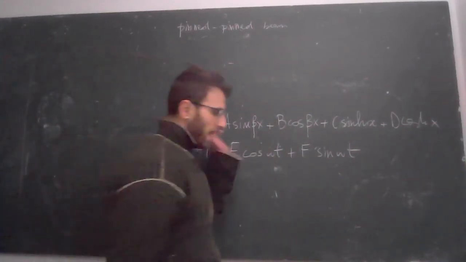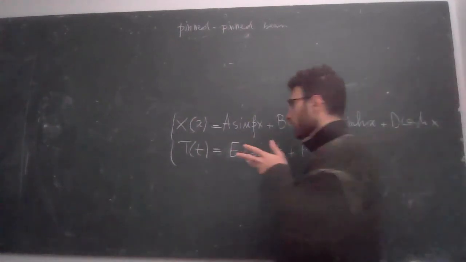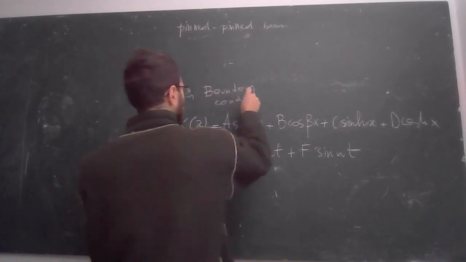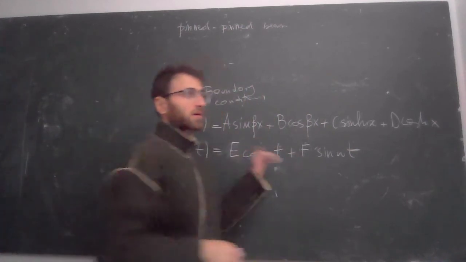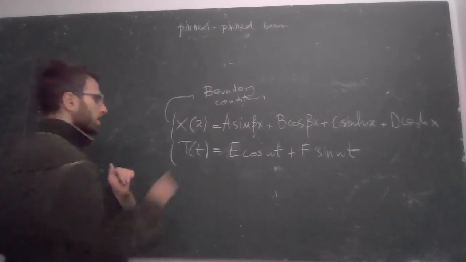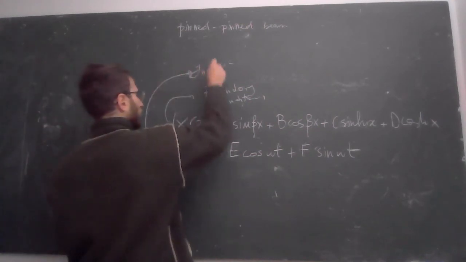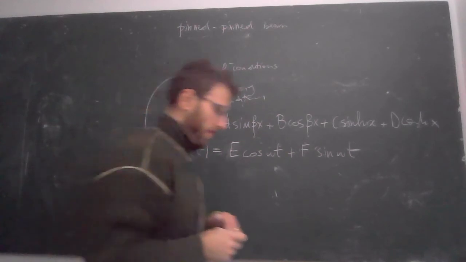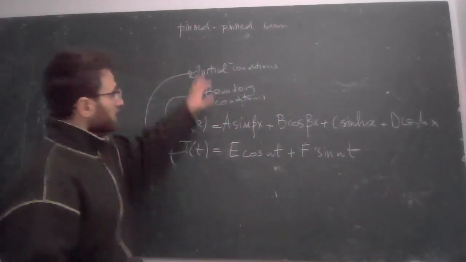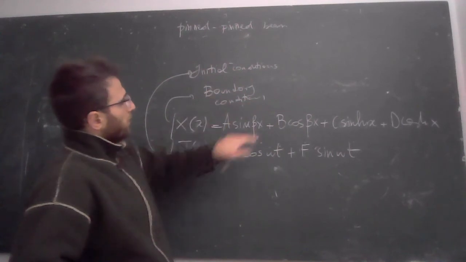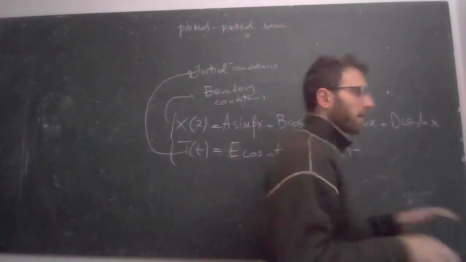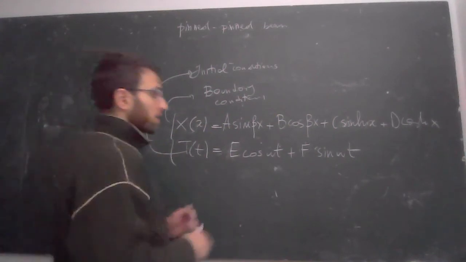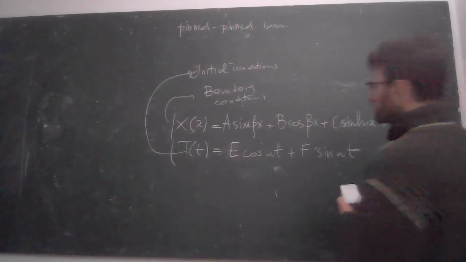The constants of X of x, the displacement term, are derived from the boundary conditions. The constants of the time-dependent term are derived from the initial conditions. It is also named the initial value problem and the boundary value problem. Now we will forget about the initial value problem and focus on solving the boundary value problem on a few simple cases.